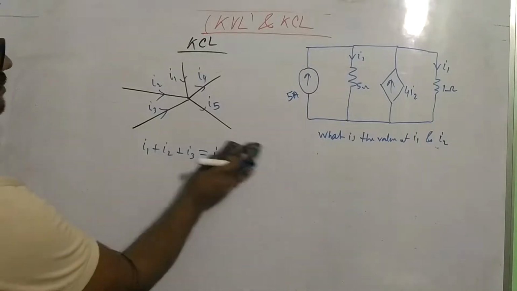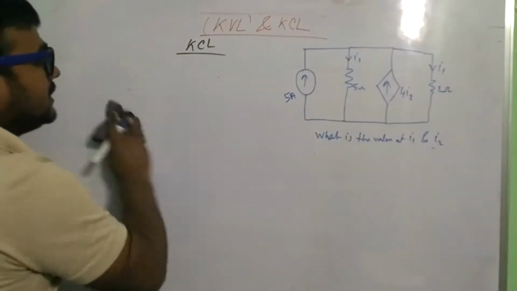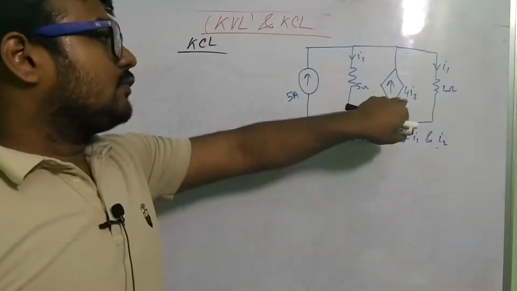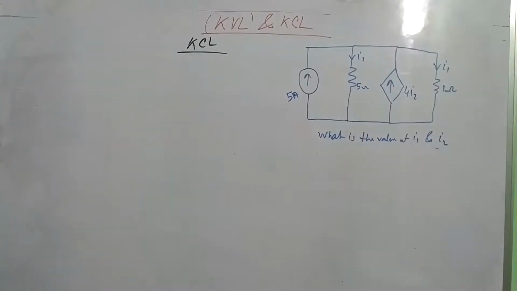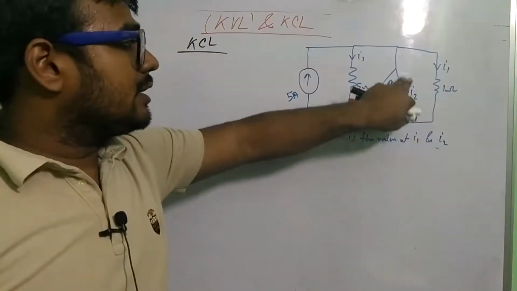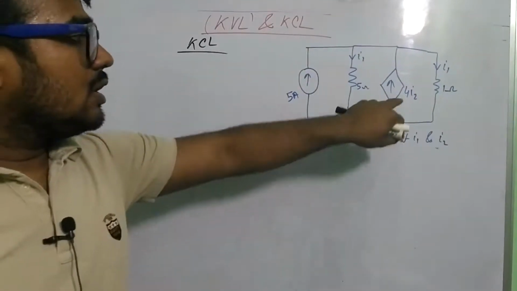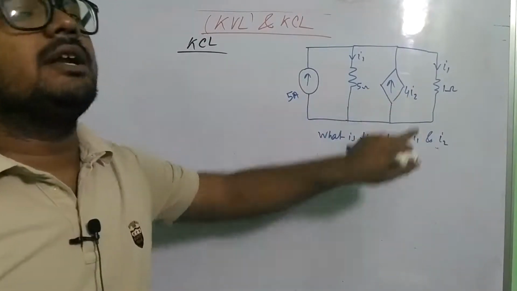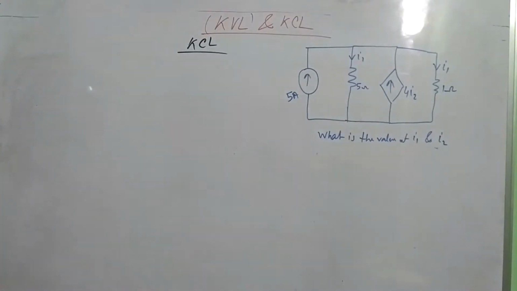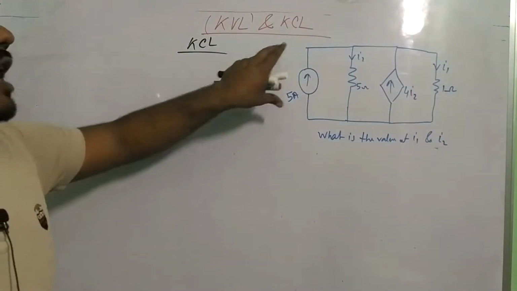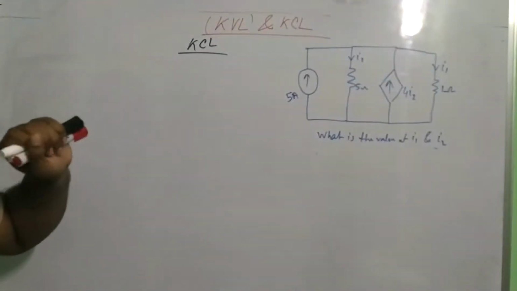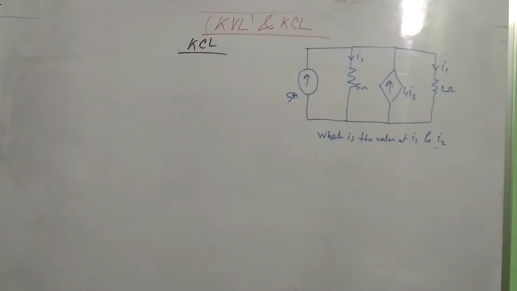Okay, here I see one dependent source. I think from the first lecture I explained all these types of sources. This is a current source that depends on current, that's why it is called a current dependent current source. If I look at this type of problem, I always take KCL to solve it.